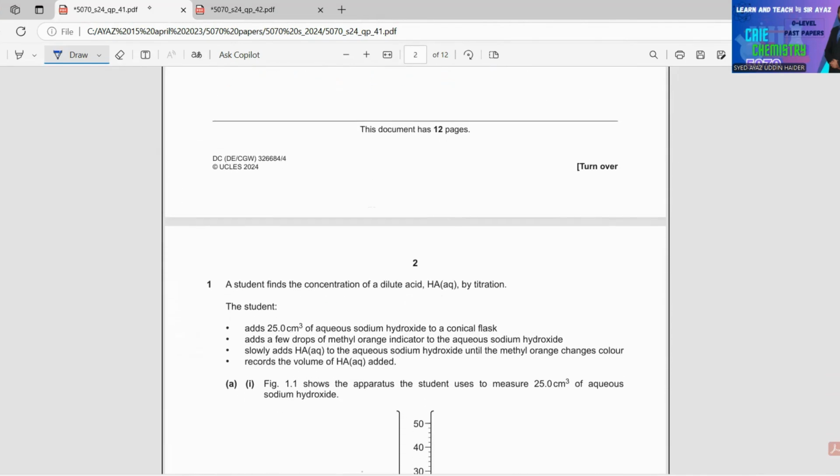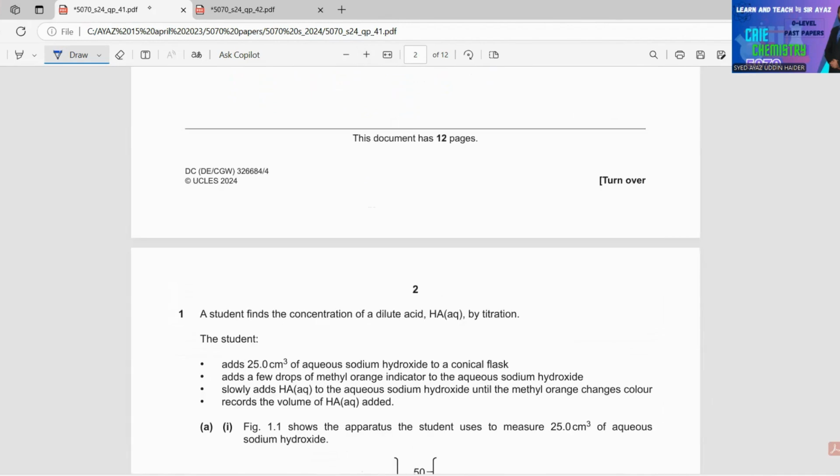So here's question number 1. A student finds the concentration of a dilute acid HA aqueous by titration. The student adds 25 centimeter cube of aqueous sodium hydroxide to a conical flask, adds a few drops of methyl orange indicator, slowly adds HA aqueous to the aqueous sodium hydroxide until the methyl orange changes color. Records the volume of HA aqueous added.